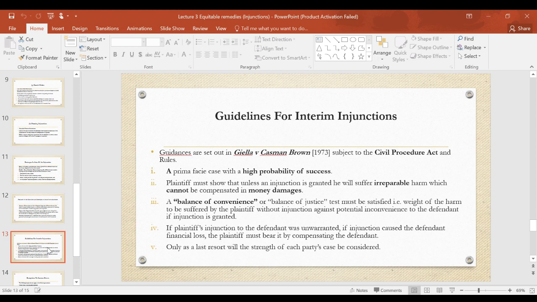So now, the following are the guidelines which the court most of the time looks at, which emanate from the Gela case, that without satisfying these elements, the court may easily deny a plaintiff an interim injunction. So the first one, the plaintiff must demonstrate to court that there is a prima facie case with a high likelihood of success.